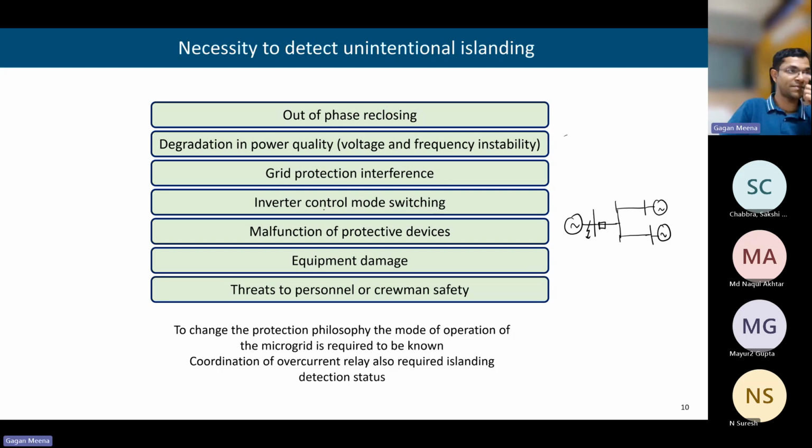Then there can be a problem with the inverter control mode switching. Depending upon the mode of operation and the status of the circuit breaker, the inverter control has to change. Most of the converters that we have are grid following, and their operation depends upon the voltage and frequency reference, which is taken from the bus at which they are connected, or the point of common coupling.